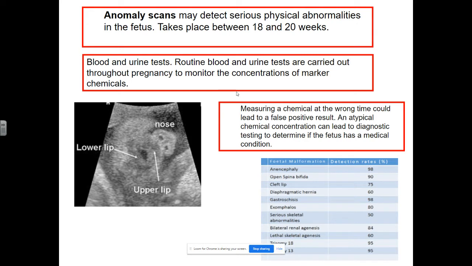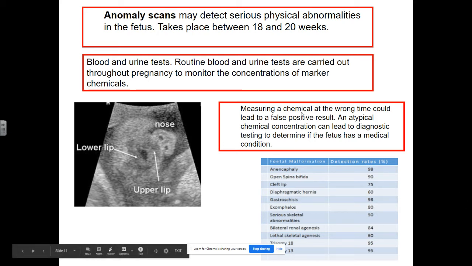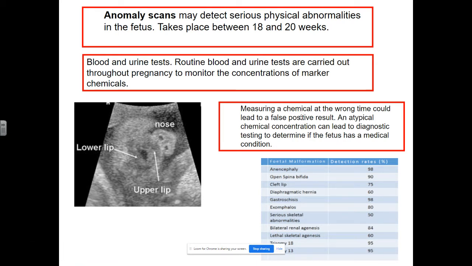Routine blood and urine tests are carried out through pregnancy to monitor the concentrations of marker chemicals. HCG is a chemical that we use for pregnancy testing, but certain chromosomal abnormalities give you a high HCG at certain points of pregnancy. This will allow doctors to make a rough diagnosis and maybe suggest that something called amniocentesis might be carried out to do further investigations. Measuring a chemical at the wrong time could lead to what's called a false positive result.